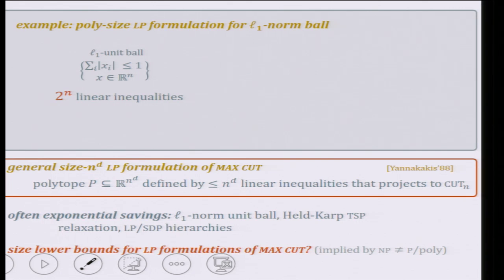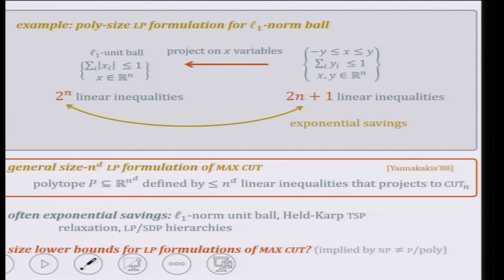So here's a very short example of a polytope where you can have exponential savings by projecting. Consider the unit ball of the L1 norm: all vectors where the sum of the absolute values of the coordinates is at most 1. It's not hard to see that you need 2 to the n linear inequalities to describe this polytope. Basically, for every possible way of replacing the absolute value sign by plus or minus 1, you get a new linear inequality that you need to describe the set. But at the same time, this polytope is a projection of a polytope that has n more variables, but requires only order n linear inequalities to describe.